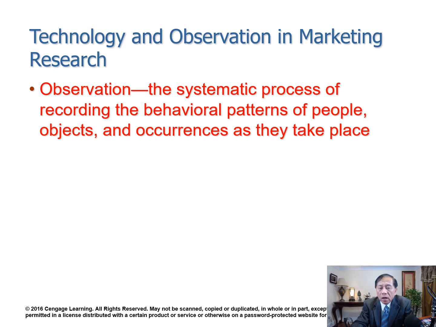There are technologies and observation in marketing research. So what is observation? Observation is a systematic process of recording the behavior patterns of people, objects, and occurrences as they take place. Remember the key issue here: you can observe and record not just people, but objects and occurrences of things as they take place, as ongoing. So it's a systematic process of recording behavior patterns.